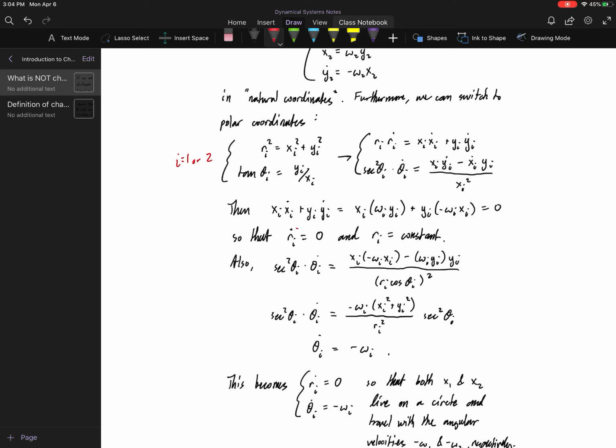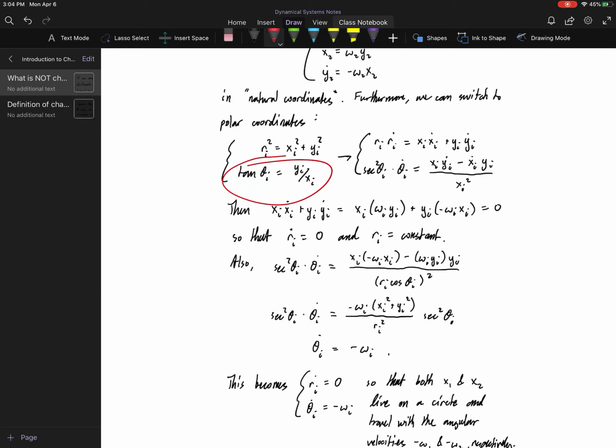And once we make that substitution, we find that this derivative of ri with respect to time has to be 0, so that we are actually just staying on circles for this entire process. And that's, again, maybe not so surprising. This is simple harmonic motion, and simple harmonic motion lives on ellipses for the most part. So the point is they're on closed orbits in phase space.